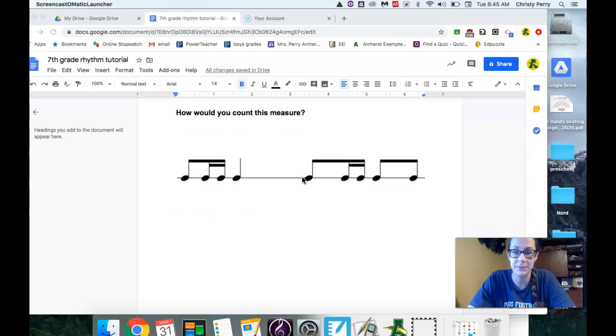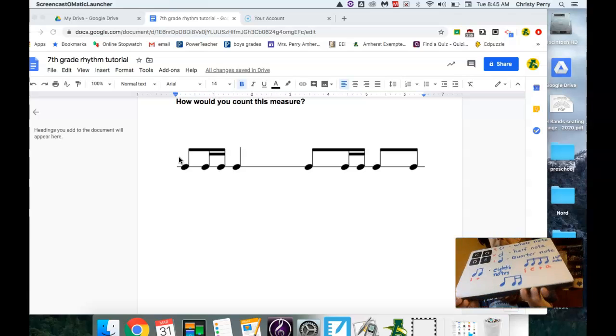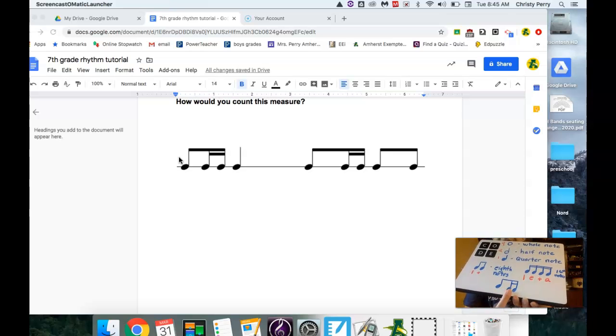How would you count this measure? So this is probably the trickiest one. I see my hybrid again, and it does look like both hybrids here are the same kind that I have on my whiteboard, where we are starting with the 8th note, then going to the 16th note. This could have been swapped around in a different example, starting with 16th notes and ending with 8th.